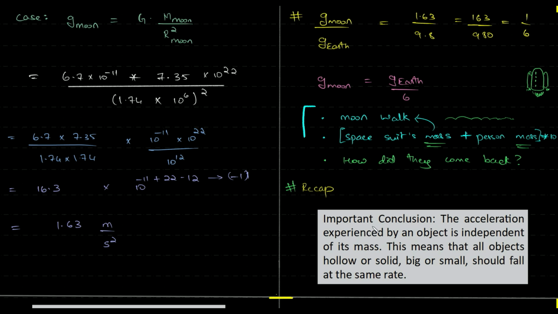a feather, and if you take a ball, and you let them go in outer space, where there is no air but there is gravitational pull, what happens? They will fall at the same time. Matlab, they'll reach the ground exactly at the same time. This means that all objects, whatever they may be, fall at the same rate. Okay guys, so this is an important conclusion.